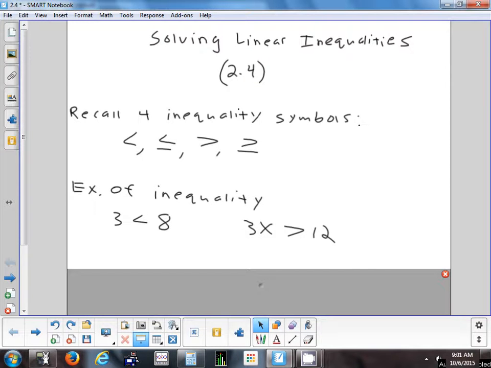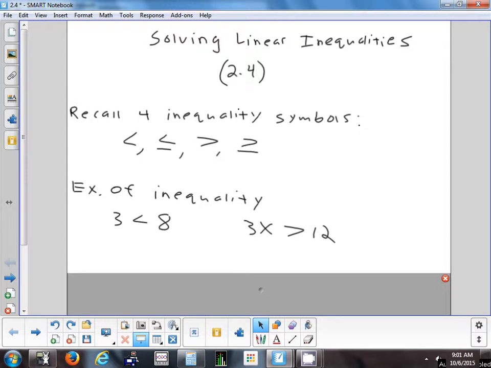The one on the left is a true statement. 3 is less than 8. Just a true inequality. The one on the right could be true, depending on what you let x be. Does anybody remember what that's called? We did this with equations. It can be true if you pick the right values for x. Conditional. If you had a conditional equation, that's a conditional inequality. In this case, you've got to pick values of x that are greater than 4 to make it true.